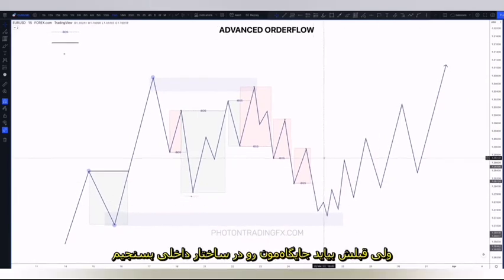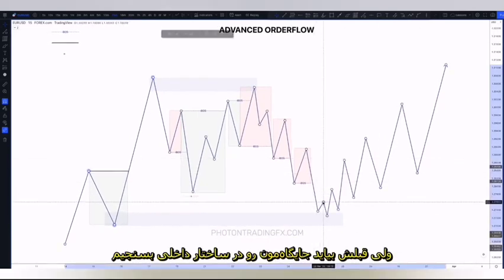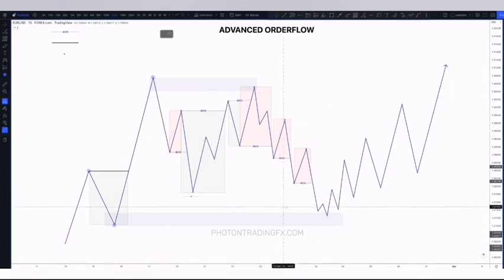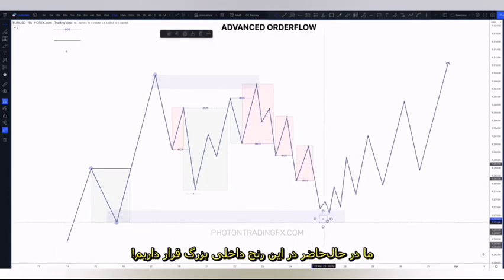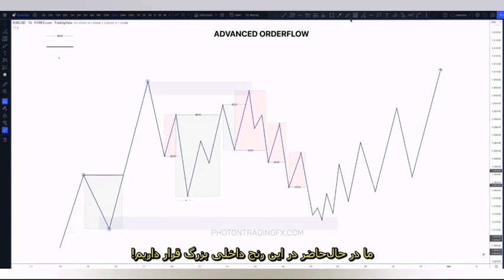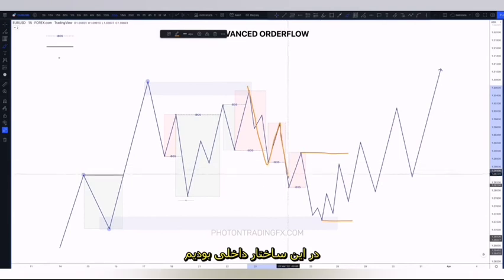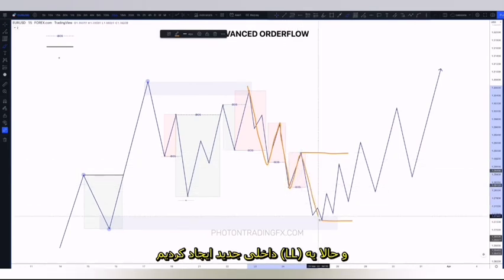But before we get to that, where are we with internal structure? I'll make that a little bit smaller so it's obvious. Draw that as our low. We are currently still, bear with me, within this active large internal range here, right? Because that is the internal structure we're within, and we currently just made an internal lower low.